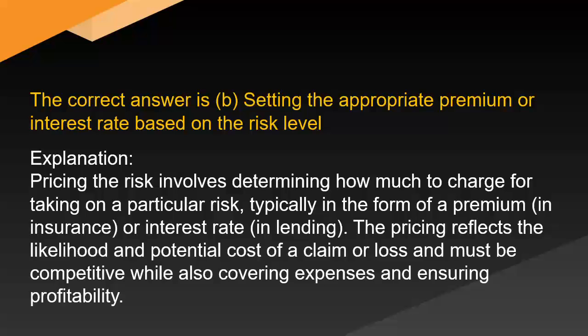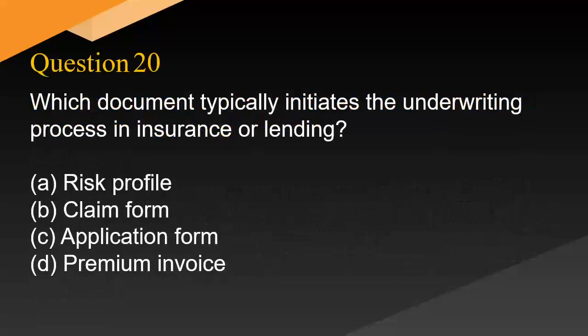expenses and ensuring profitability. Which document typically initiates the underwriting process in insurance or lending? A. Risk profile. B. Claim form. C. Application form. D. Premium invoice.